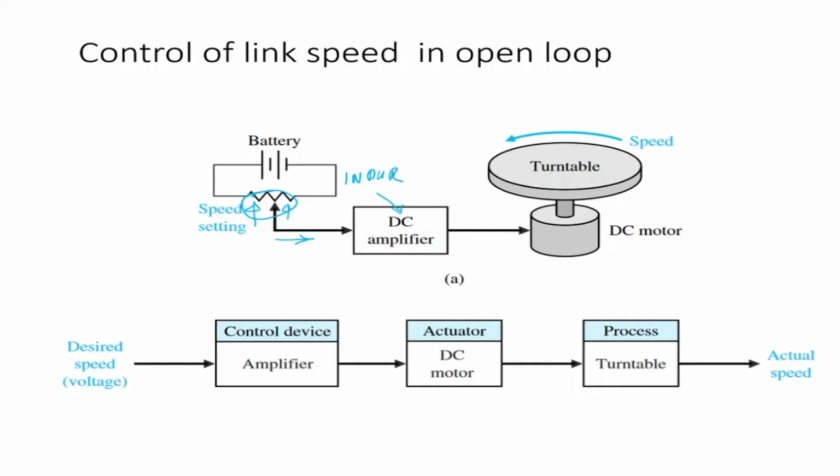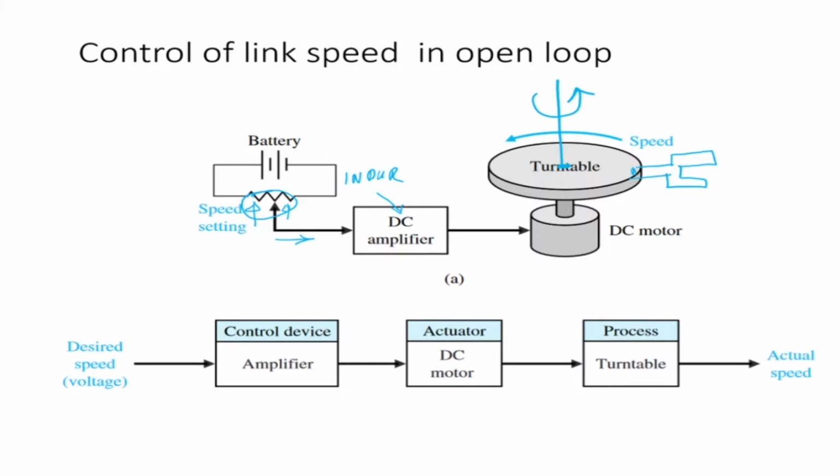Now there is a turntable which is fixed to the DC motor shaft, and we can imagine that there is a robot link end effector which is fitted there. So this is my axis, it is rotating about this axis. This is almost like the wrist of the robot, where the end effector is fitted and it is rotating about that with 1 degree of freedom.